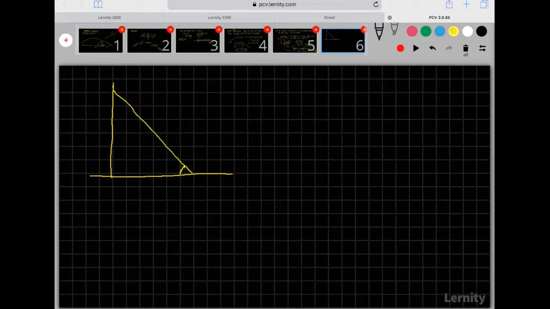This angle here is 60 degrees. The ladder is in equilibrium at 60 degrees. Find the coefficient of friction. Mu is the coefficient of friction here and here, both places.